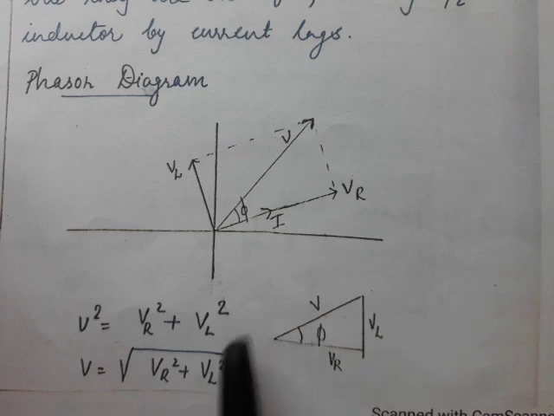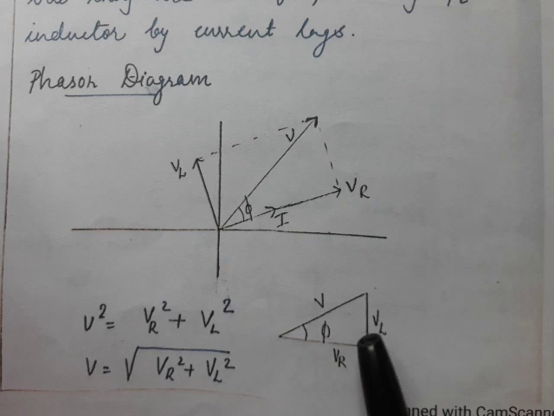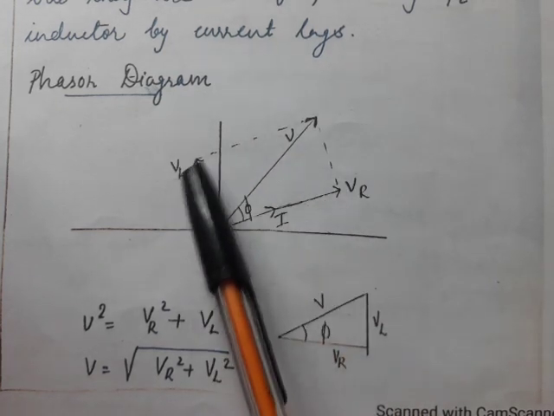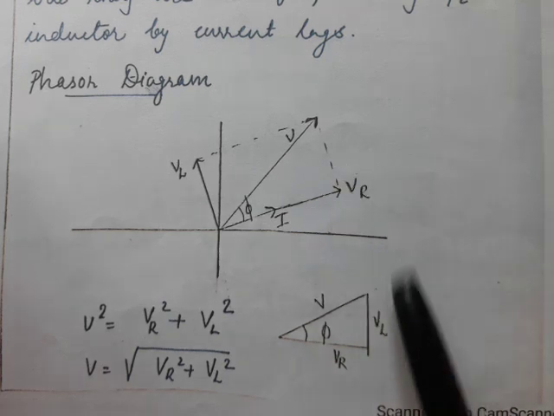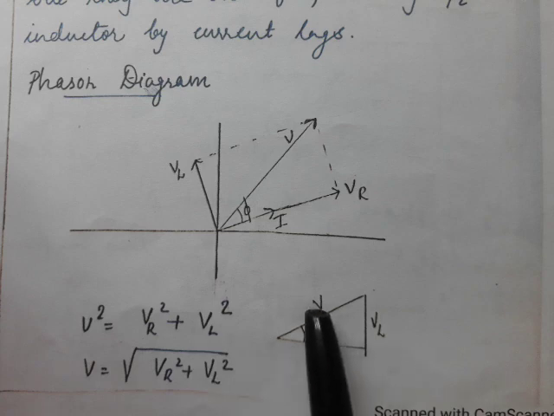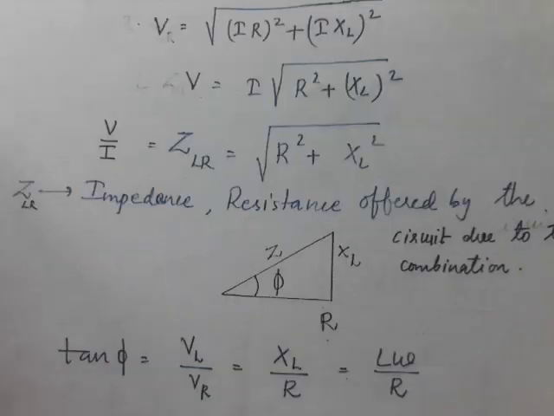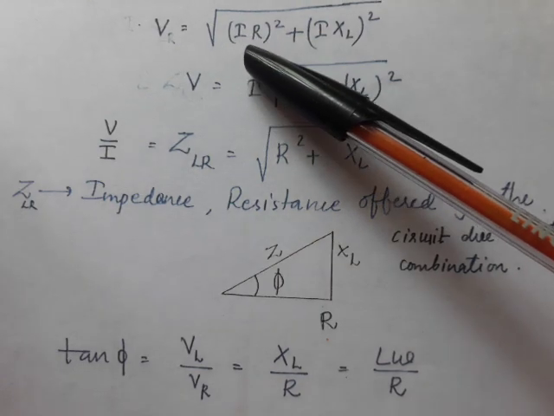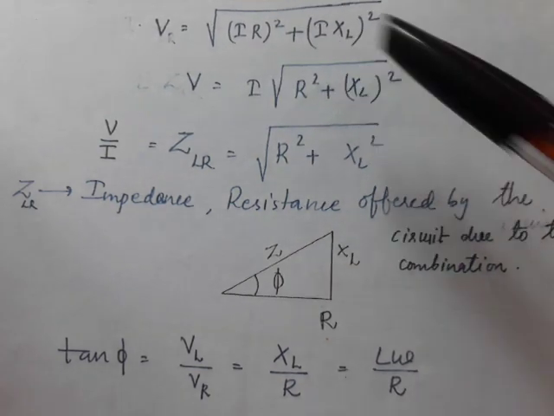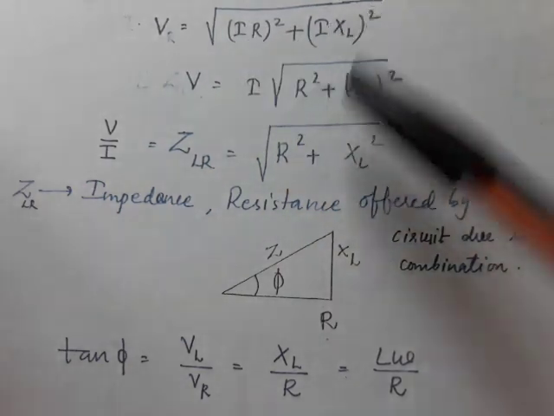So consider this triangle alone, which is plotted here. This line is VR, and this length will be equal to VL. This length and this length are equal, so this is VL. From this triangle we can apply Pythagoras theorem. V square is equal to VR square plus VL square, or V is root of VR square plus VL square. Now substituting VR as IR and VL as IXL, we get V equal to root of (IR) the whole square plus (IXL) the whole square.